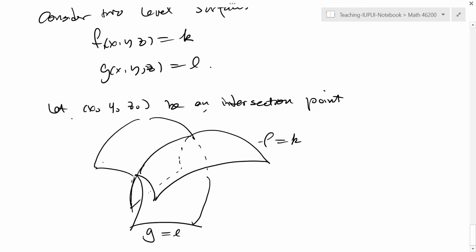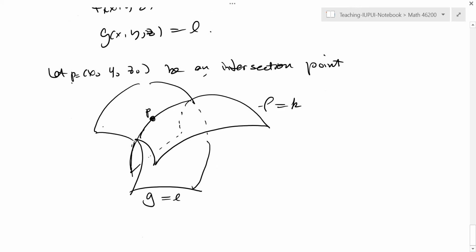I just showed two pieces, and here's my point. This is a point, right? This is a point P. So in order to find the angle between those two surfaces, all you need to do is find the gradient.